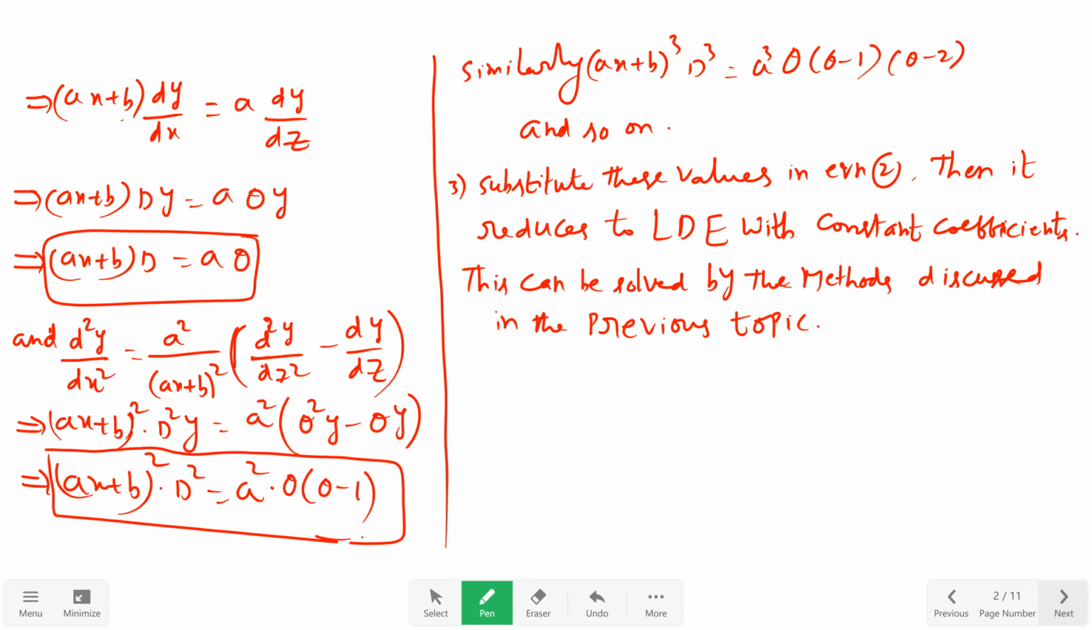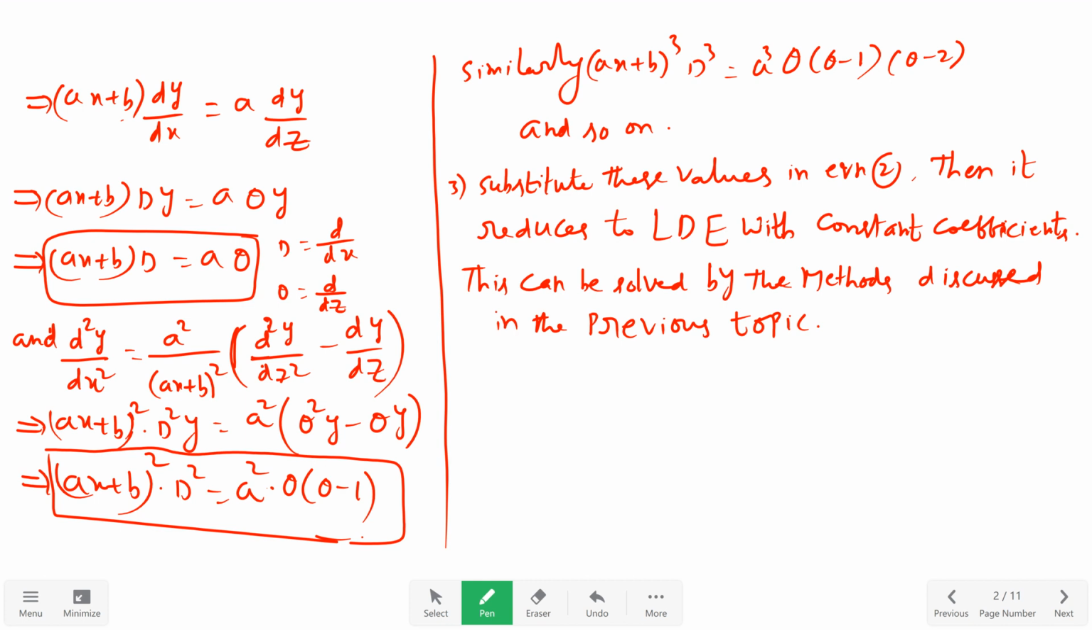So that implies (ax plus b) into dy by dx, whose operator form is capital D into y, is equal to a into dy by dz, whose operator form is theta into y. So that implies now you can remove y on both sides. So (ax plus b) into D is equal to a theta. We already explained what capital D is and what theta is. Capital D is differentiation with respect to the independent variable x. Similarly, theta is differentiation with respect to the independent variable z. So similarly, d square y by dx square is next up.